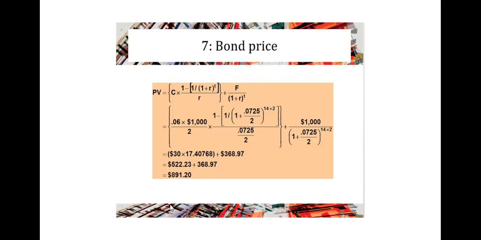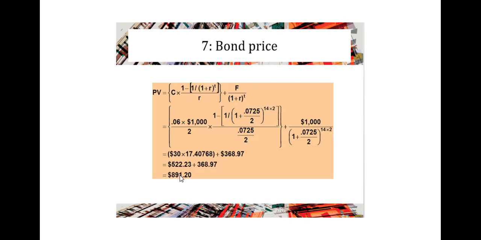To find the bond price, this equation is used where, since the bond is semi-annual, the rate is divided by 2 and the coupon payment is 0.06 times 1,000. So the coupon interest rate is multiplied by the face value. This equation will give you the present value of the bond, which is $891.20.